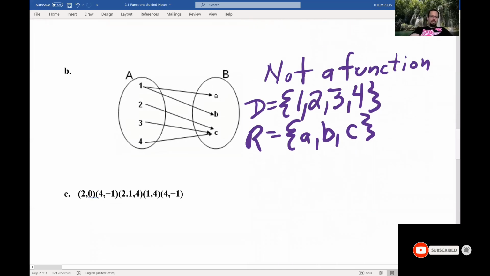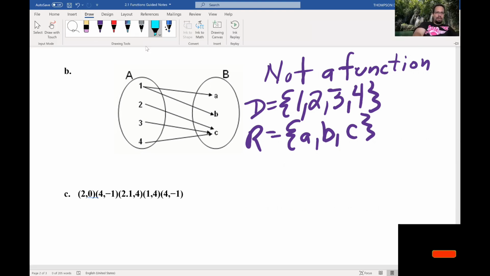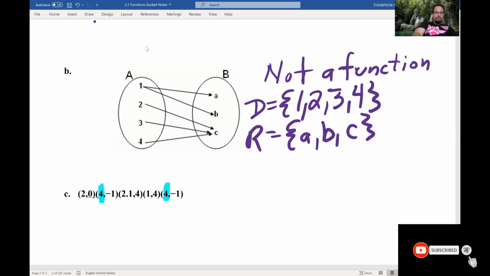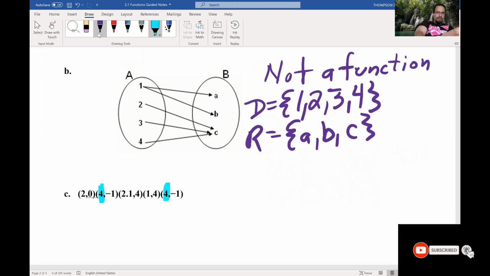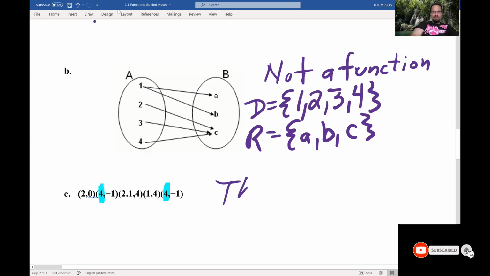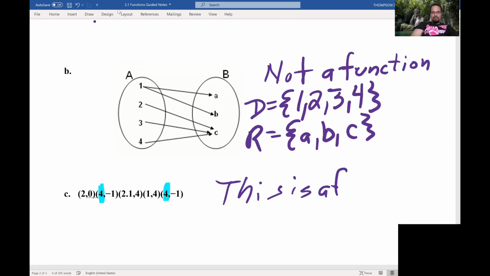Part C, we're given several ordered pairs. So you have (2, 0), (4, 1), (2.1, 4), (1, 4), (4, -1). We have a problem with the 4, so I'll highlight that. If we see (4, -1), (4, -1), it's going to the same point. So whenever you see a repeated value, you always want to double check and make sure it's the same point. If it's the same point, it is a function. If it's not the same point, it is not a function. So this is a function.